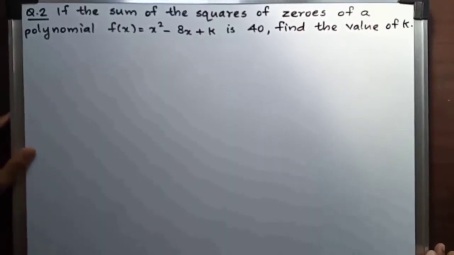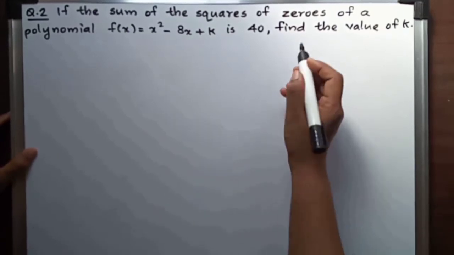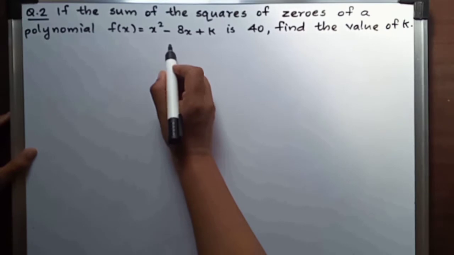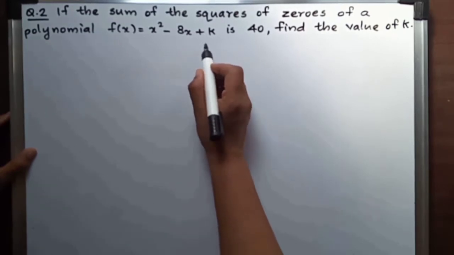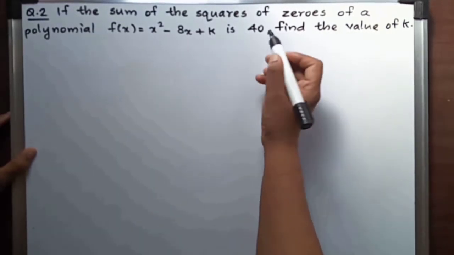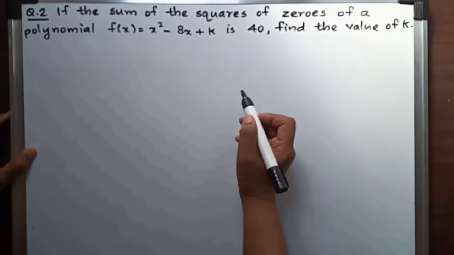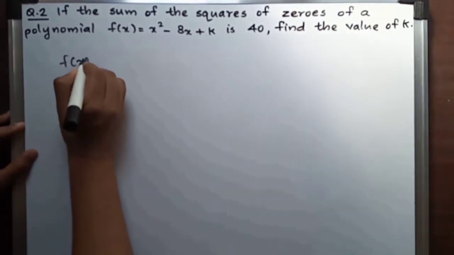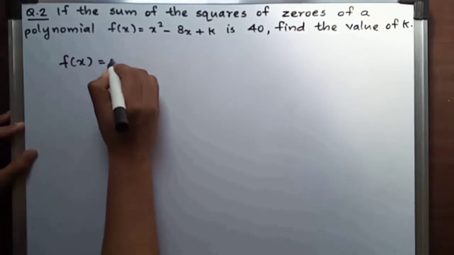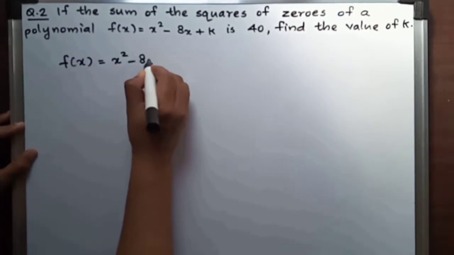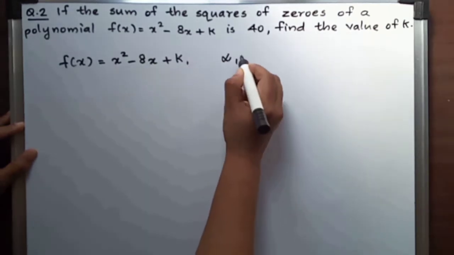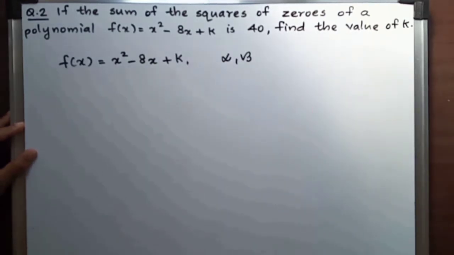If the sum of the squares of zeros of a polynomial f of x is equal to x square minus 8x plus k is 40, find the value of k. Here the given polynomial is named as f of x and it is given as x square minus 8x plus k. And let alpha beta be the zeros of the polynomial.